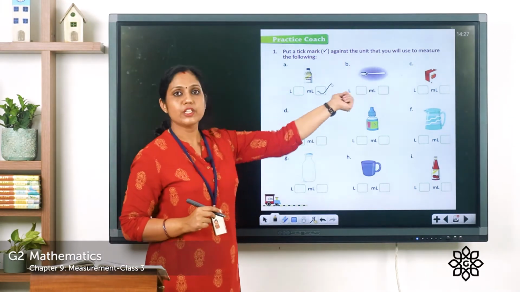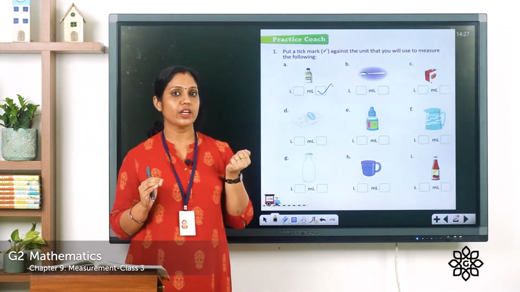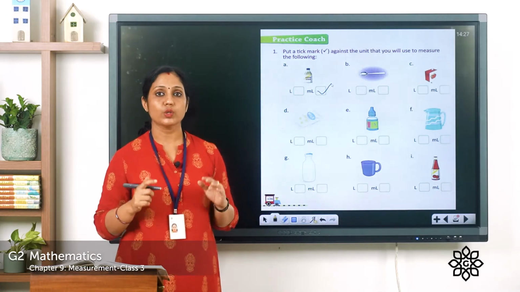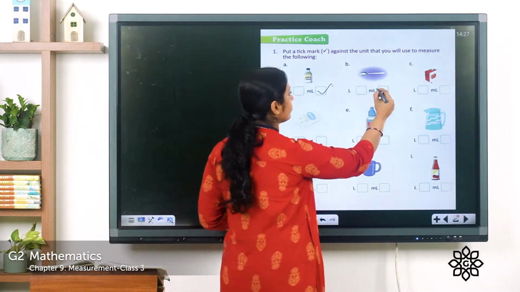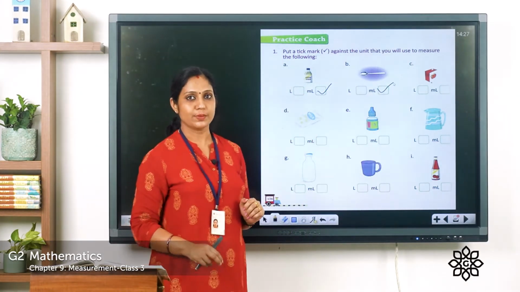Now look at the second picture. It is a spoon. Think, can a spoon hold a greater amount or a smaller amount of capacity? A spoon can hold a smaller amount. So is it liter or milliliter? It is milliliter. Similarly, think, and you can tick the correct options.